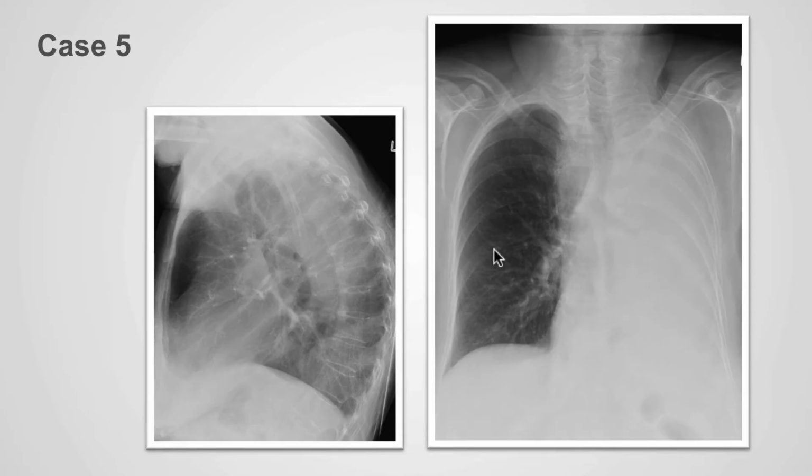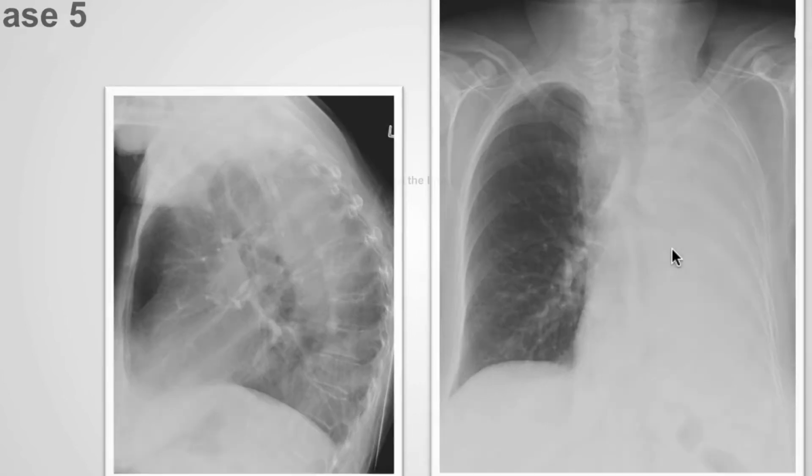In this case, the patient with weight loss and hemoptysis has this original chest x-ray, which shows complete collapse of the left lung. There is complete cutoff of the airway column due to an obstructive mass within the left hilum.